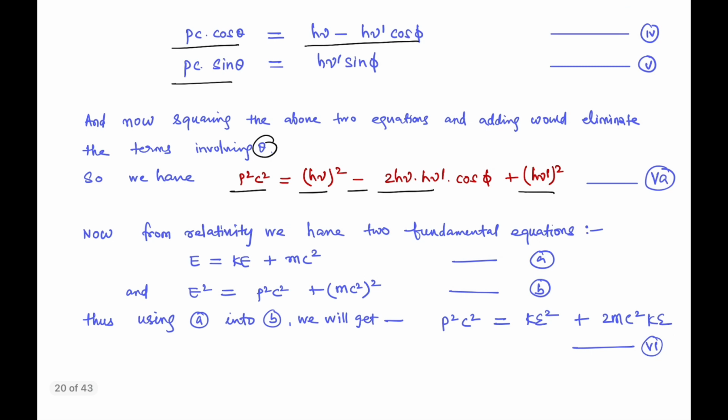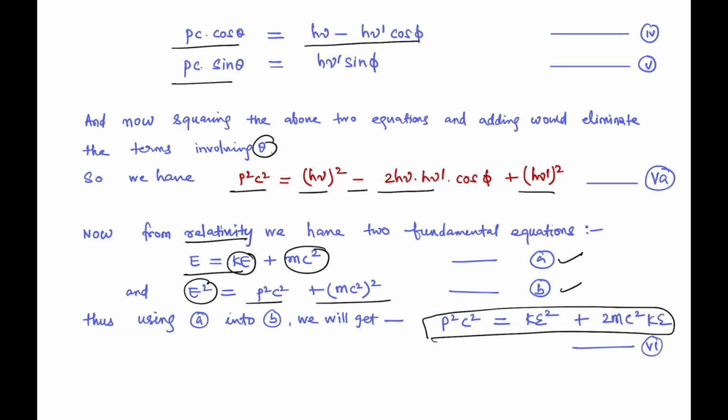So now we have two fundamental equations from relativity. The first is energy is equal to kinetic energy plus rest mass energy, and the second is energy square is equal to P square C square plus rest mass energy whole square. When you use equation A and equation B together, you simply get this equation, where P square C square is equal to K square plus 2 m C square K, where K is nothing but kinetic energy.